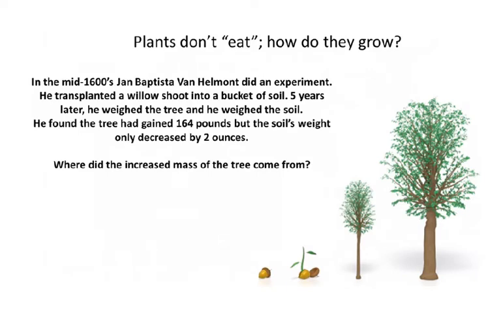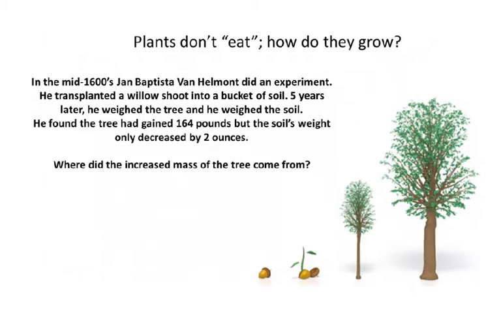And this was something that in the mid-1600s, John Baptista van Helmont did an experiment. He put a little willow shoot, so a little baby willow, into a bucket of soil. And he wanted to know how this was growing. So he was looking at how the willow was changing its weight and how the bucket of soil was changing its weight, trying to figure out where this mass was coming from.